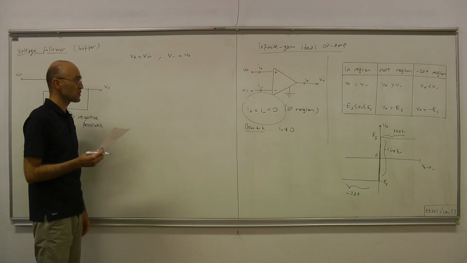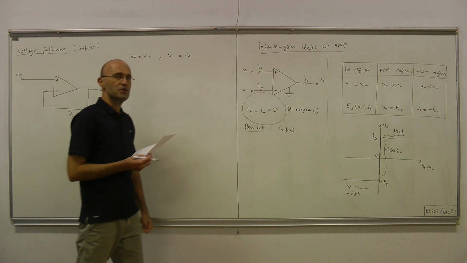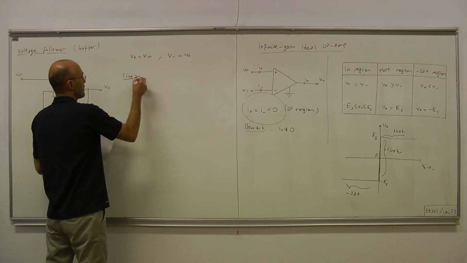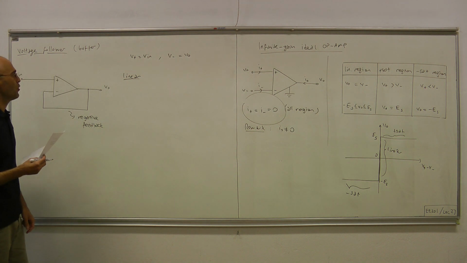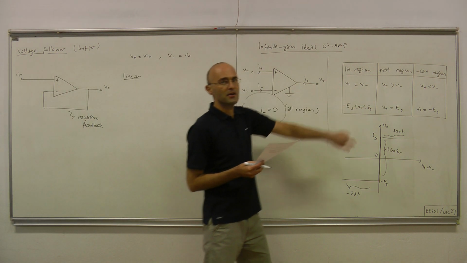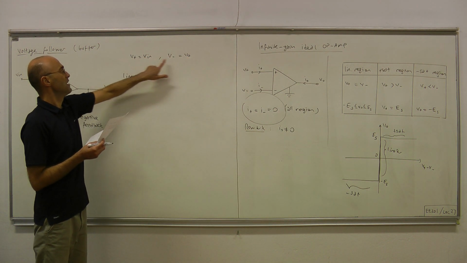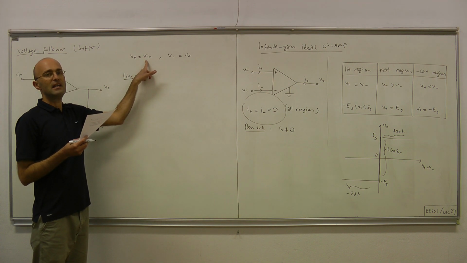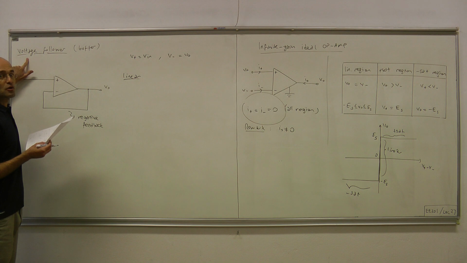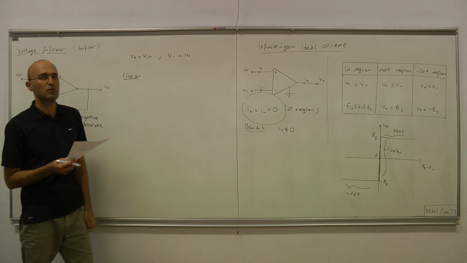And now we can start with these expressions. We're now ready to start our region by region analysis. Suppose that the op-amp is in linear region. Now, linear region means that V plus equals V minus. So V plus is here, V minus is here. So in linear region, the output exactly equals the input. That's why this circuit is called voltage follower. The output follows what the input voltage does.